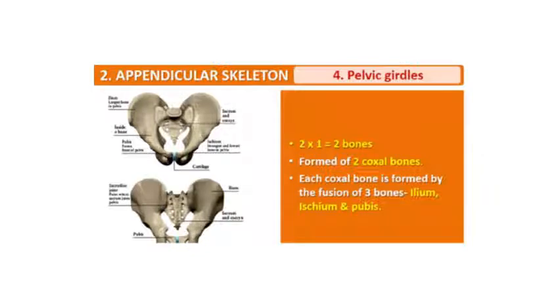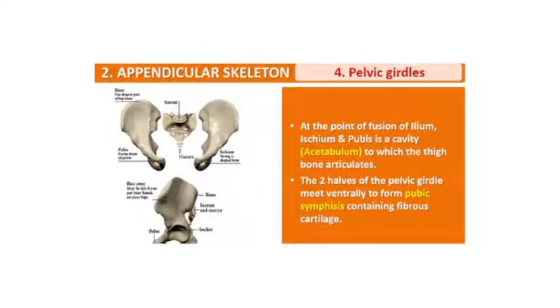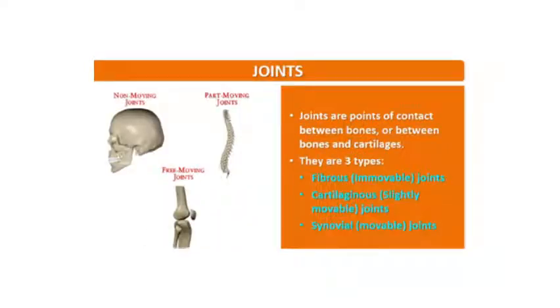Then we come to the pelvic girdles. They have total 2 bones. They are formed of 2 coxal bones. Each coxal bone is formed by fusion of 3 bones, that is ilium, ischium and pubis. At the point of fusion of these bones, there is a cavity to which the thigh bone articulates. The two halves of the pelvic girdle meet ventrally to form the pubic symphysis containing the fibrous cartilage.